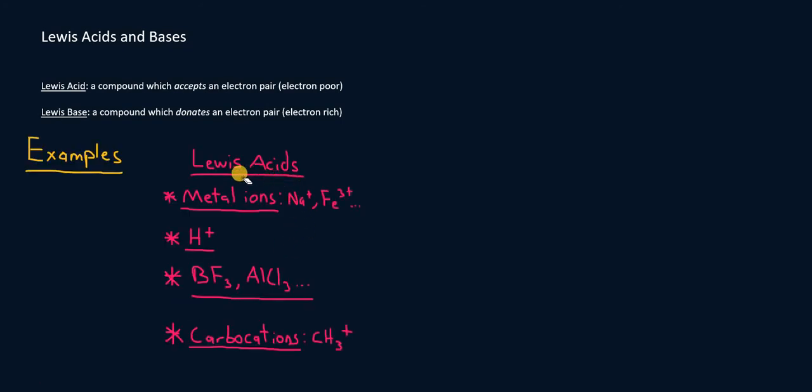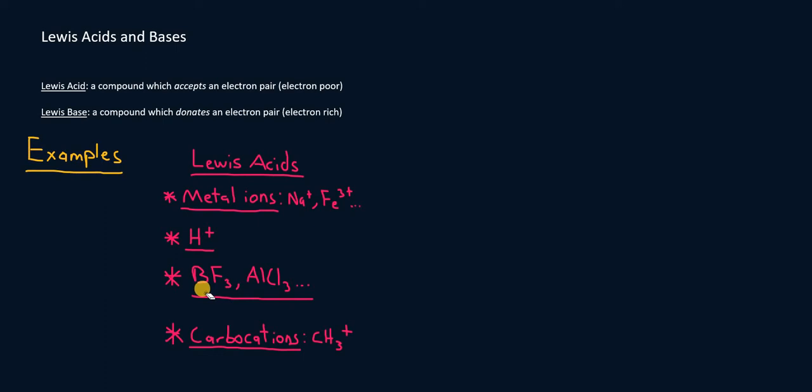So here are some common examples of what you'll see acting as Lewis acids. Metal ions. So if you see a metal with a positive charge, something like sodium +1, or iron +3, or any metal with a positive charge, those are going to be acting as Lewis acids. And we see these especially when we look at coordination complexes. H+. So H+ is a very common Lewis acid.